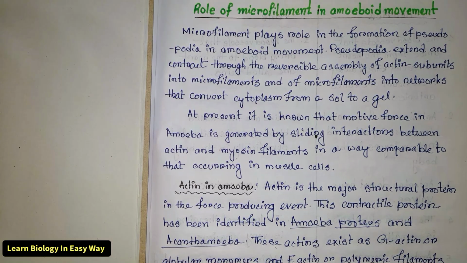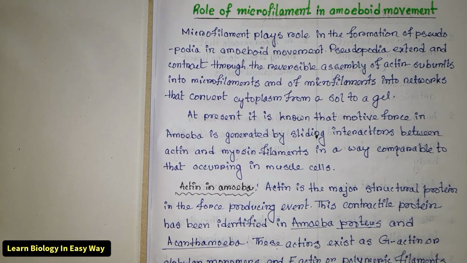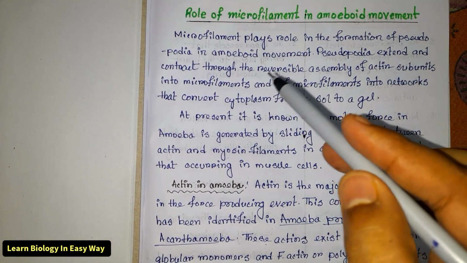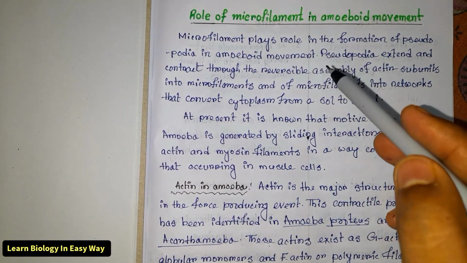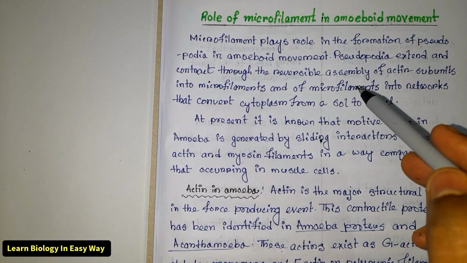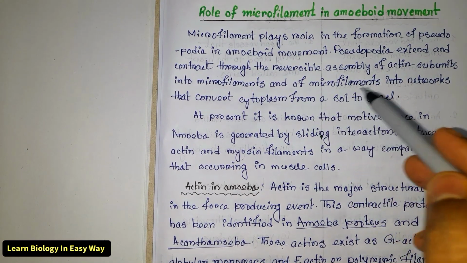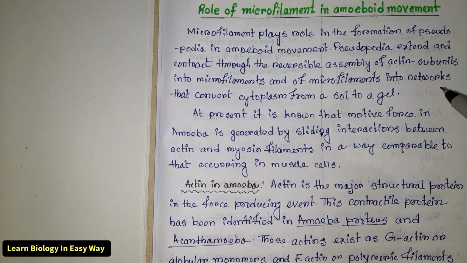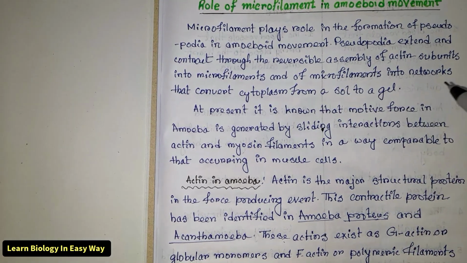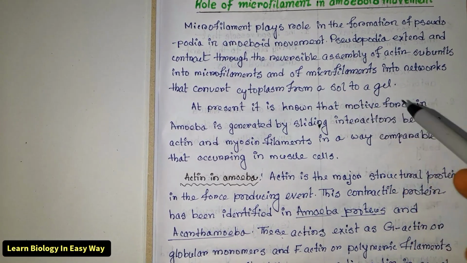In this video, I am going to discuss an important topic of zoology, that is role of microfilaments in amoeboid movement. Microfilaments play an important role in the formation of pseudopodia in amoeboid movement. Pseudopodia extend and contract through the reversible assembly of actin subunits into microfilaments and of microfilaments into networks that convert cytoplasm from a sol to a gel.